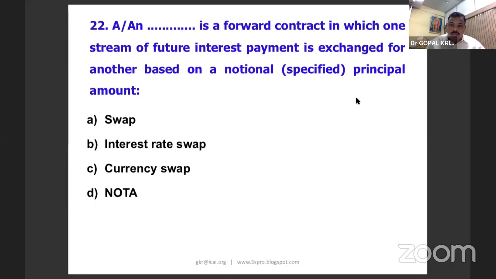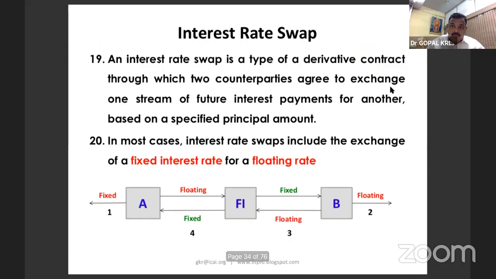Now let's do some derivative questions. So what is an interest rate swap? What is a currency swap? There can be a question on this. Please look at this interest rate swap. Originally, A had a liability called fixed liability, and B had a liability called floating liability.